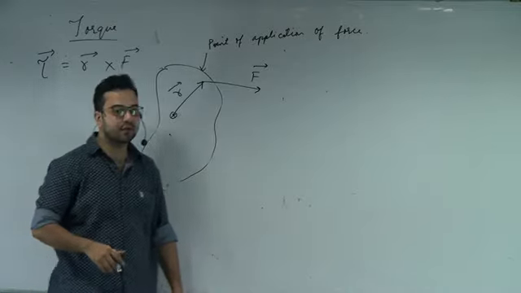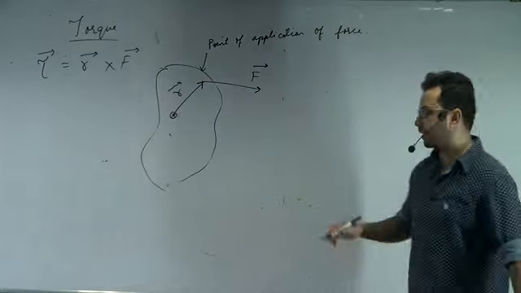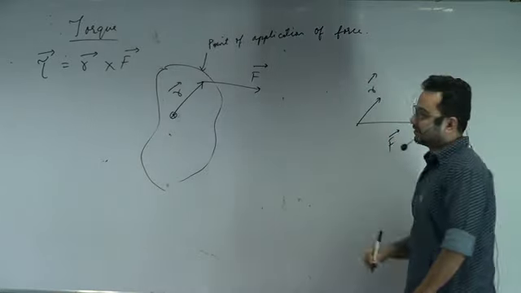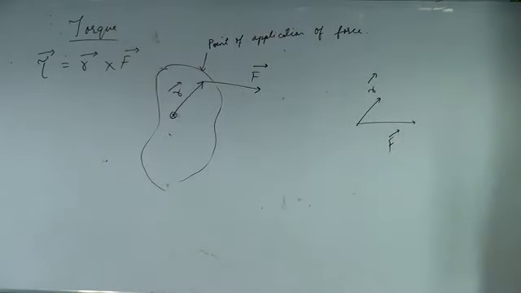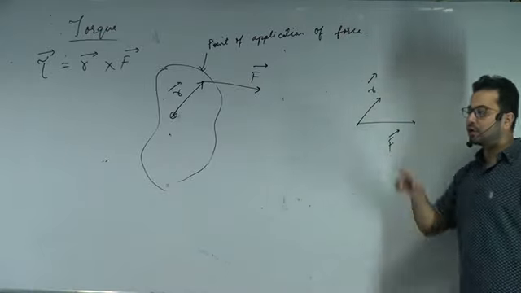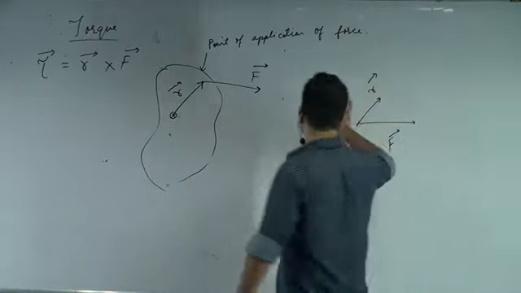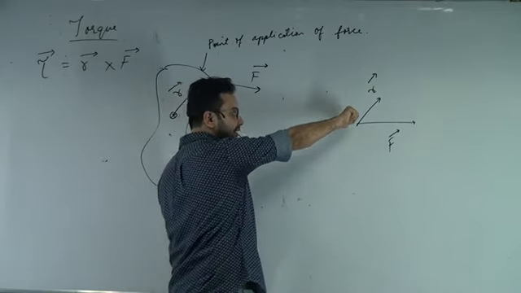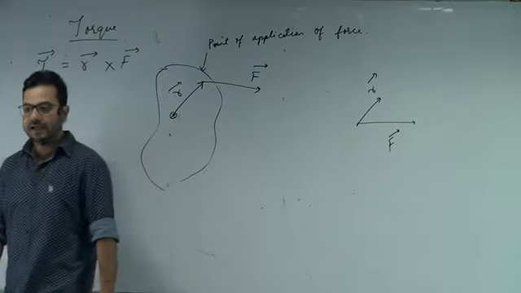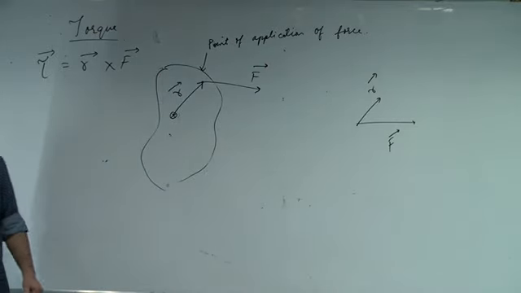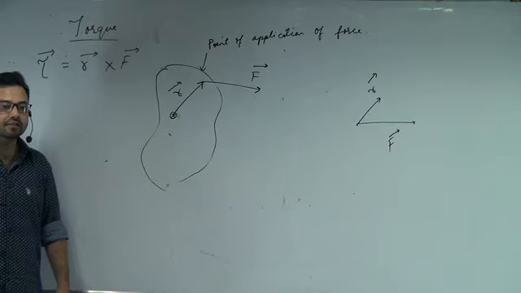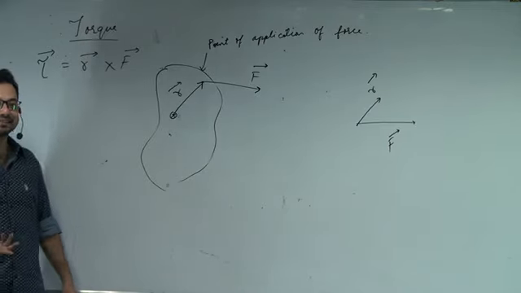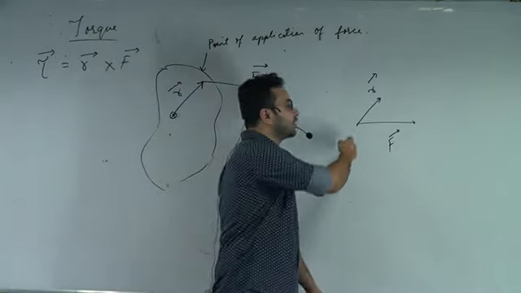Right. So first of all, you need to join the vectors tail to tail. So you have to join the vectors tail to tail. Then you're going to go from R to F. And this is going to give you the direction of the cross product. Is that clear? I hope so. Don't forget this now, please. So that is going to give you the direction of torque.